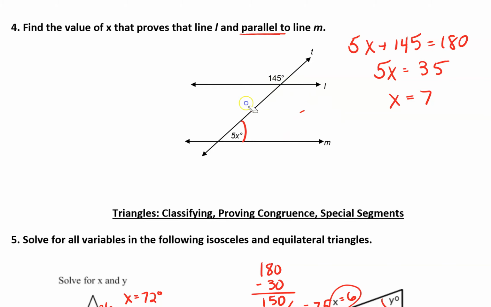Okay, for here, 5x and 145 don't have a particular relationship, so I have to think about it. 145 is corresponding to here, and that then would give me 180 degrees, linear pair. So 5x plus 145 equals 180. Solve that.